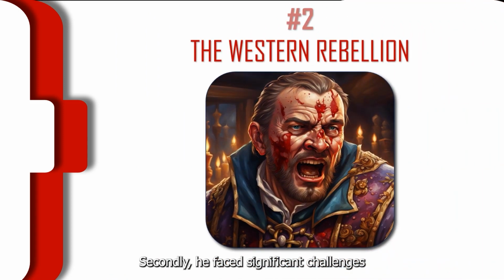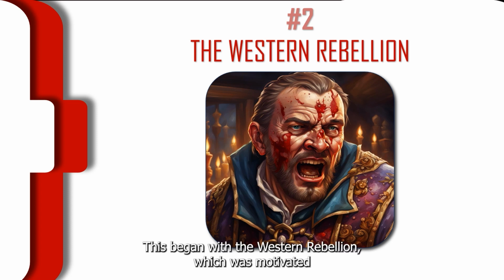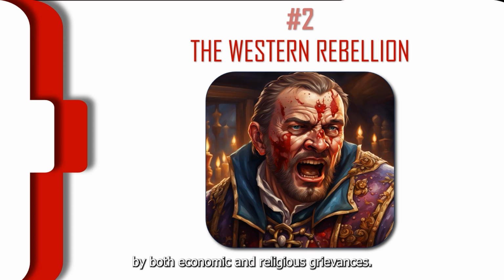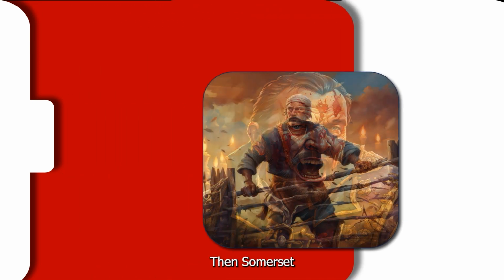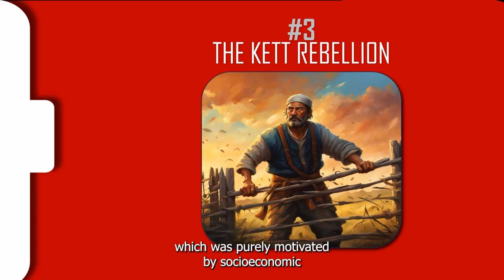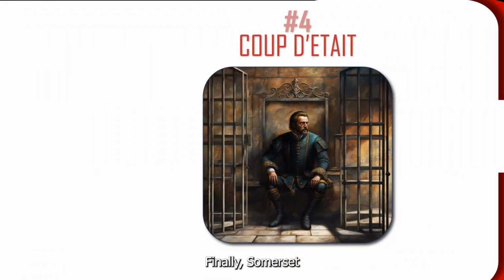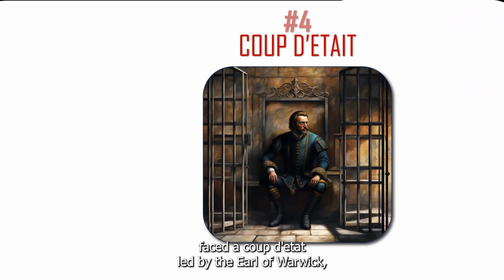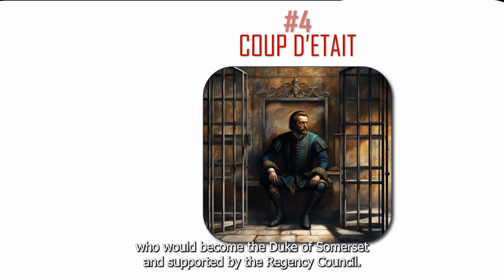Secondly, he faced significant challenges in the year 1549, dubbed the Year of Commotions. This began with the Western Rebellion, which was motivated by both economic and religious grievances. Then Somerset faced a larger rebellion in East Anglia called the Kent Rebellion, which was purely motivated by socio-economic grievances. Finally, Somerset faced a coup d'état led by the Earl of Warwick, who would become the Duke of Somerset, and supported by the Regency Council.